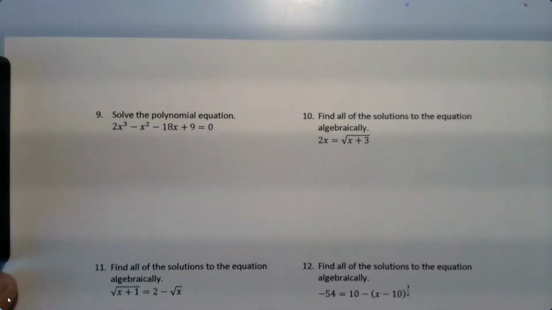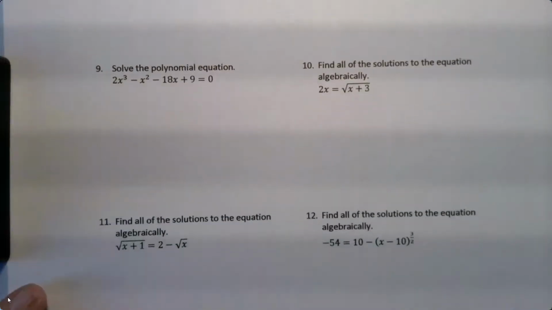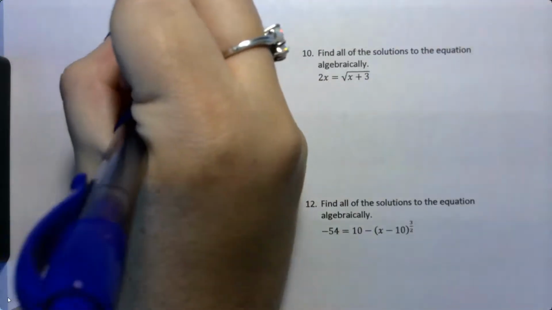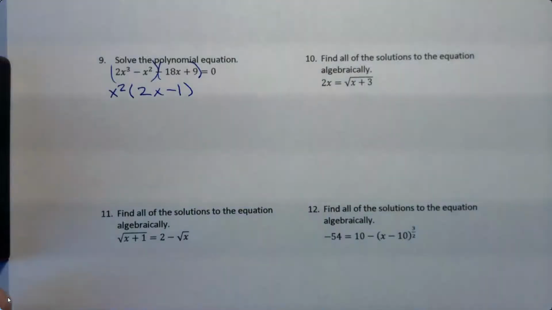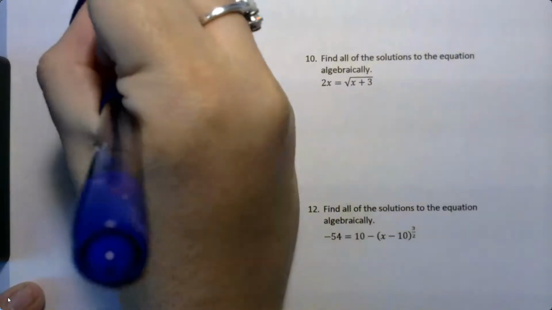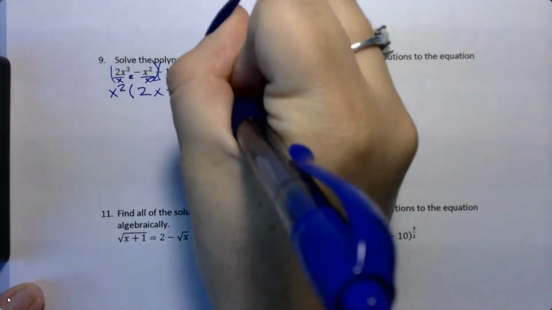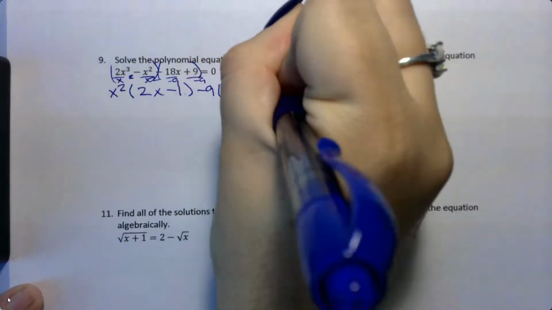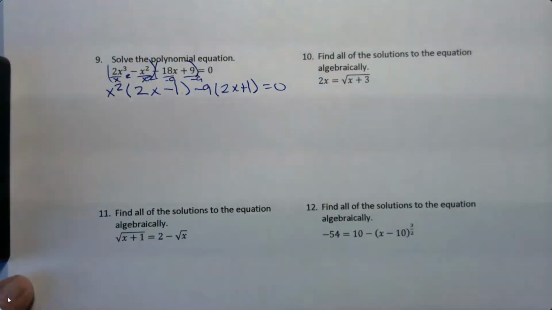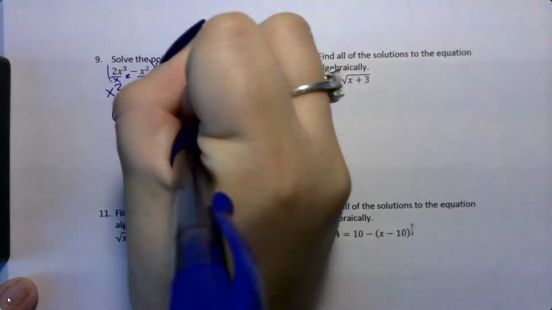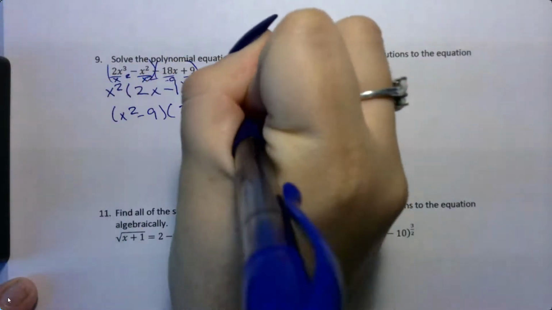This next one wants me to solve the polynomial equation. I have 4 terms, so I am going to factor by grouping. On my first group, I can take out an x squared, and I'm left with 2x minus 1, because remember, anything divided by itself is always 1. On the second group, I can take out a negative 9. I always want my leading term to be positive. So I'm going to have 2x plus 1. It still equals 0. Then what I do is I take my 2 outside terms and write those together. So I'm going to have x squared minus 9 times 2x minus 1 equals 0.